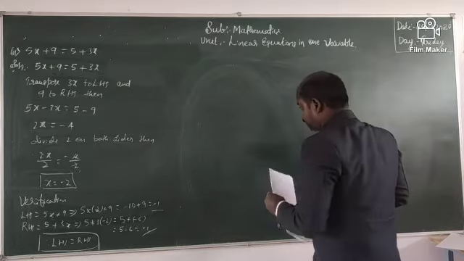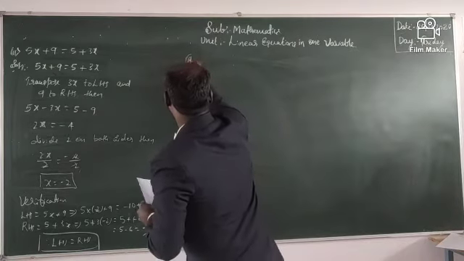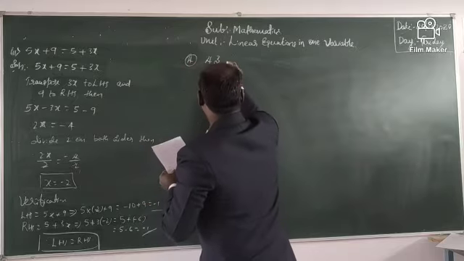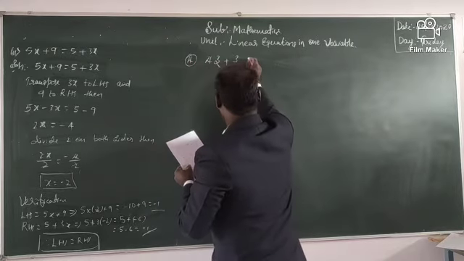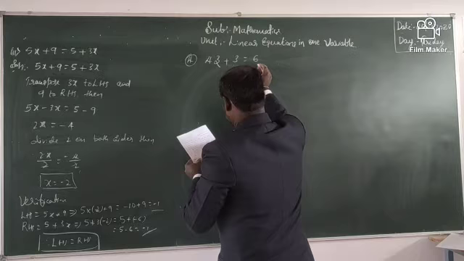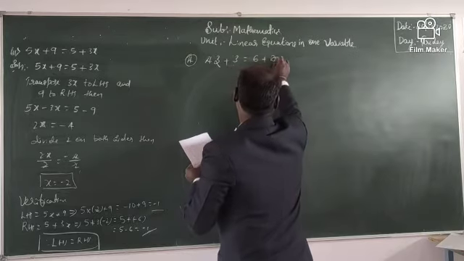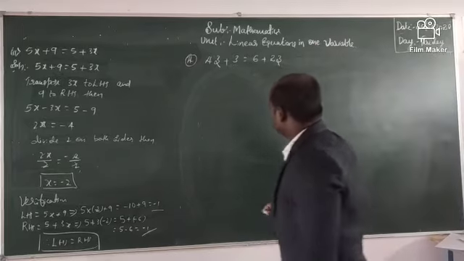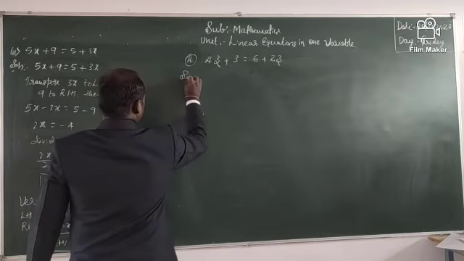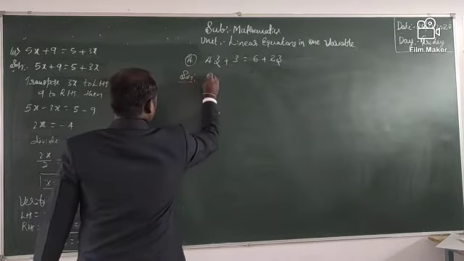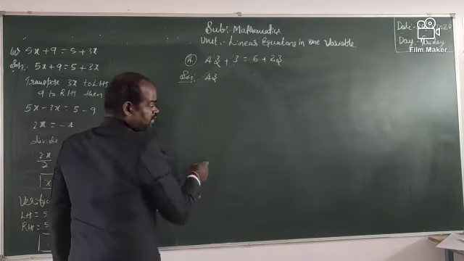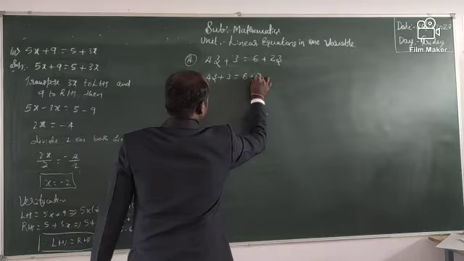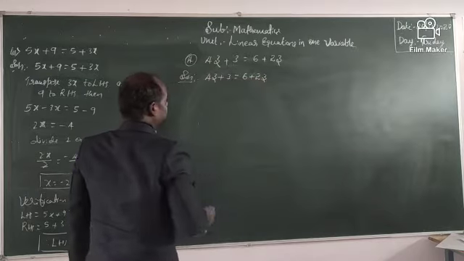And the next problem, that is the fourth one. 4z plus 3 is equal to 6 plus 2z. Okay children, look here. Solution: write the problem once again as it is. 4z plus 3 is equal to 6 plus 2z.